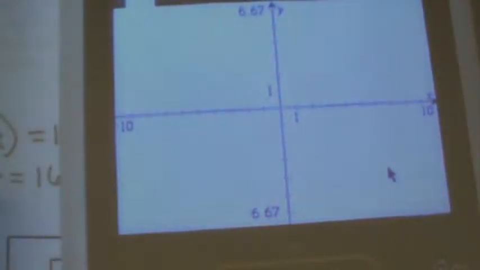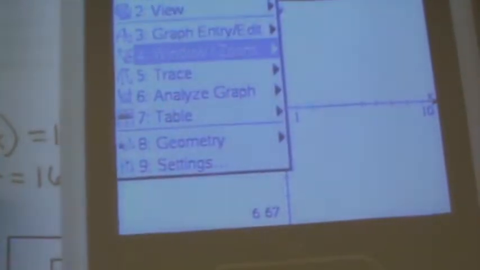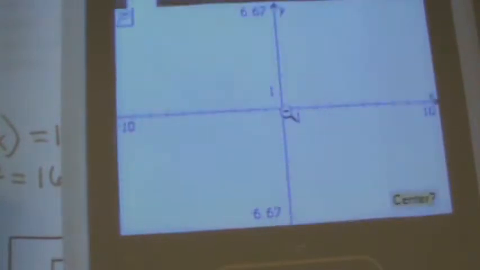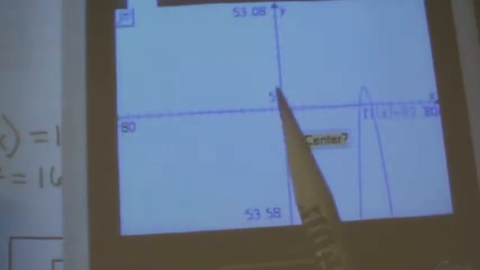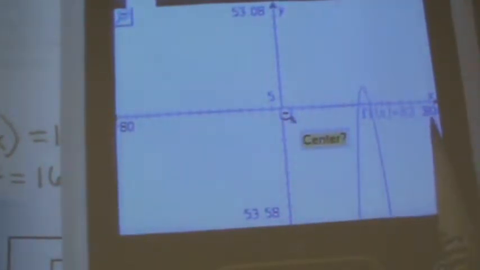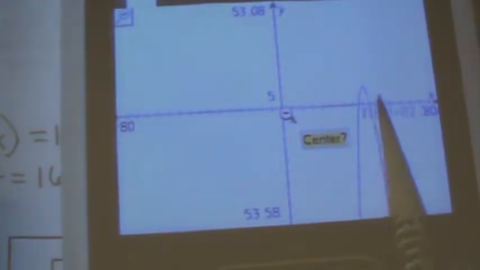Why? Because the answer is bigger than 10 or negative 10. So what we want to do is zoom, hit menu, and we're going to zoom out. And we're going to hit zoom out a couple times. And there it is, right there. Let's zoom out again. And there's your two answers right there. Now these little grid marks are telling me that the graph is going by 5s, whereas that's 80. So now, how do you think you're going to find these two answers?